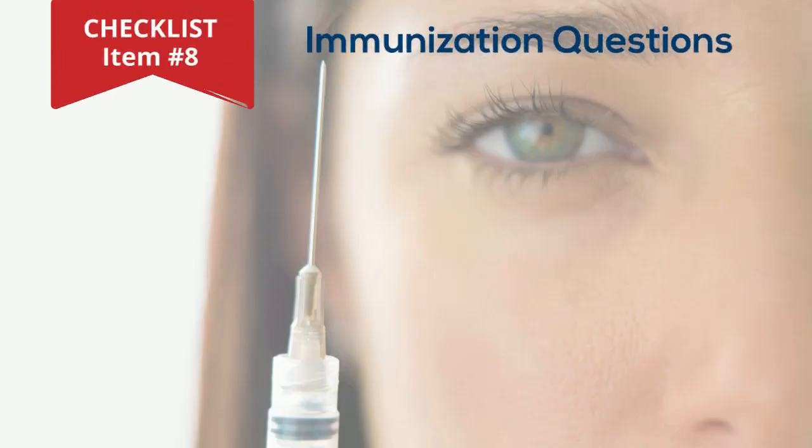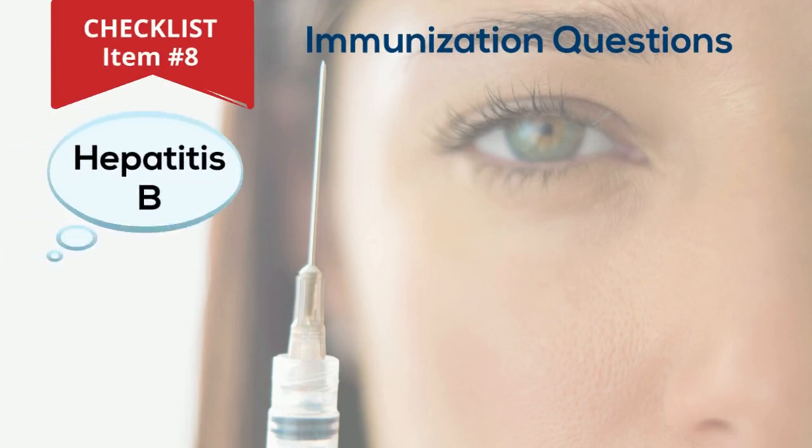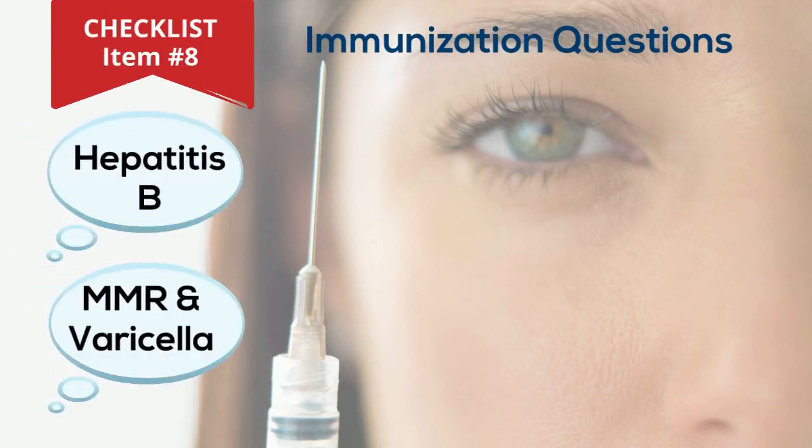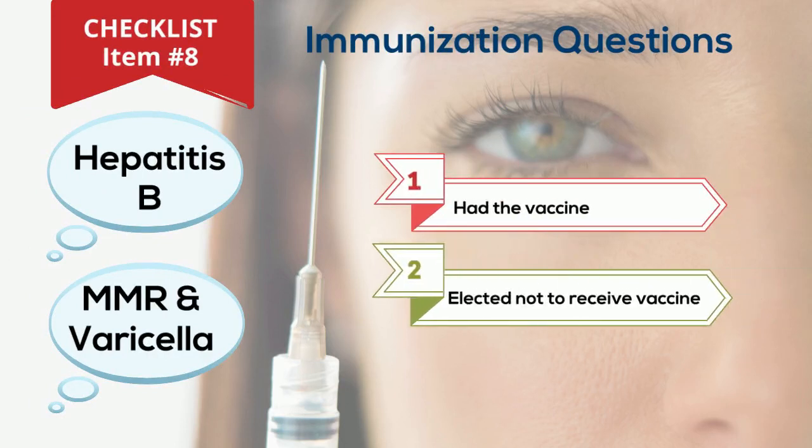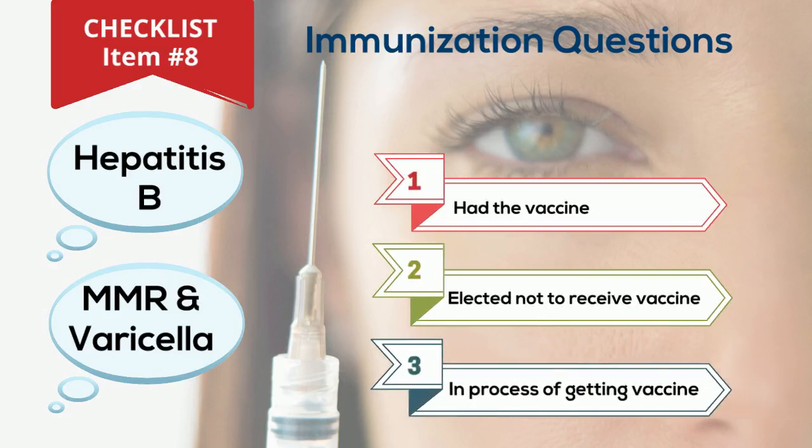Checklist number 8 asks questions about immunizations, specifically hepatitis B and MMR, measles, mumps, and the 3-day measles, and varicella, which is chickenpox. The questions focus on: have you taken the vaccine, elected not to receive the vaccine, or are in the process of getting the vaccine?